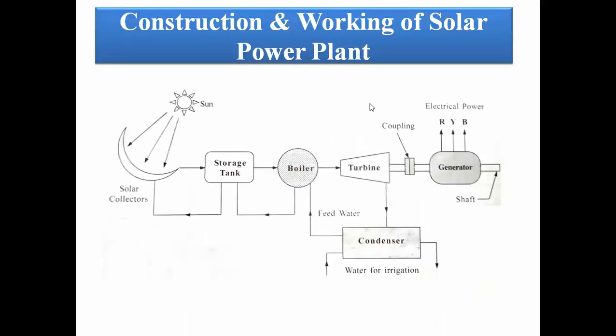And the next one is construction and working of the solar power plants. How we can generate the power from the solar power. Here we can generate the power in two methods. One is we can directly convert the solar radiation into electricity. Another one, we can convert the solar radiation into heat energy, which is further converted into electrical energy.